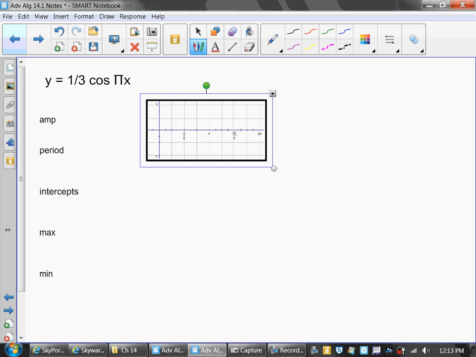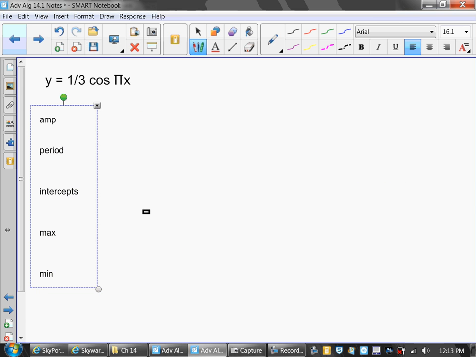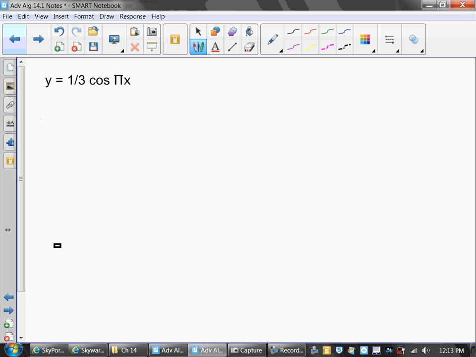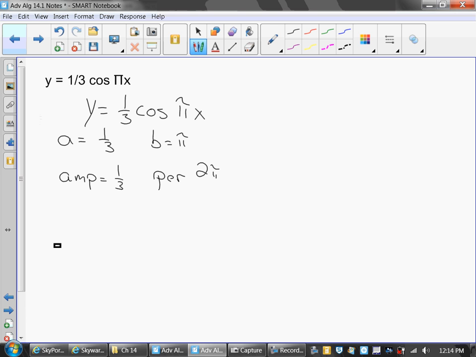All right, look at this one. I have 1/3 cosine of pi times x. Y equals 1/3 cosine pi x. What do you think the first thing we're going to do is? List out what everything is. A is 1/3. B is pi. My amplitude is 1/3. My period is 2 pi divided by pi, which is 2.